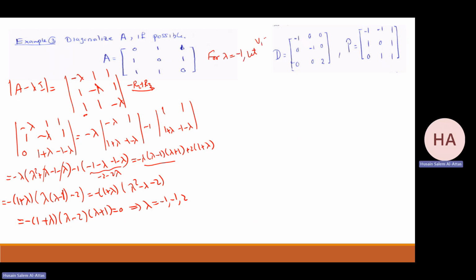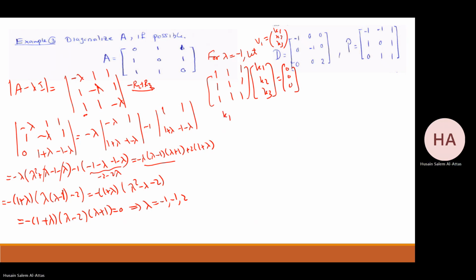Let V1, let me see what will happen. What will the system be? 0 minus minus 1, that will be 1, 1, 1; 1, 1, 1; 1, 1, 1. So I have only one equation: K1 plus K2 plus K3 equals 0. Or I can write it K1 equals minus K2 minus K3.